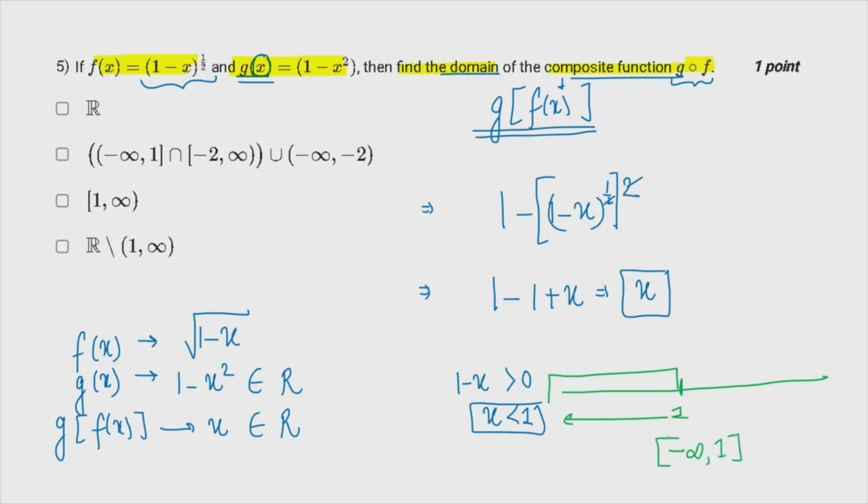So let's analyze the options. This gets rejected, because I need minus infinity to 1. 1 to infinity is what I have to reject. Therefore this is true, because if I remove 1 comma infinity from R, what I will get is minus infinity to 1, which is my domain.